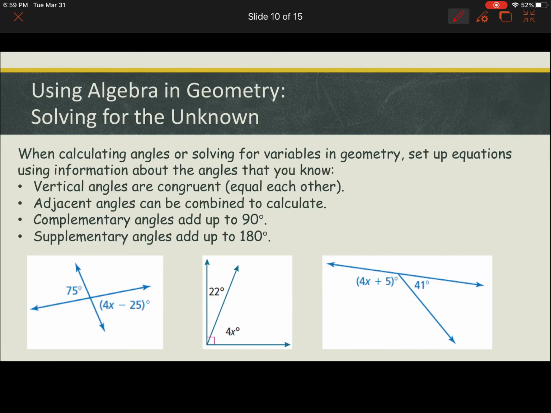And vertical angles are congruent. So when you set up the equation, you're going to set them equal to each other. Adjacent angles have to be combined in order to calculate. Now, for complementary angles, that's a type of adjacent angle. When you add those up, they're going to equal 90 degrees. For supplementary angles, you're going to add those up, and it's going to equal 180 degrees.